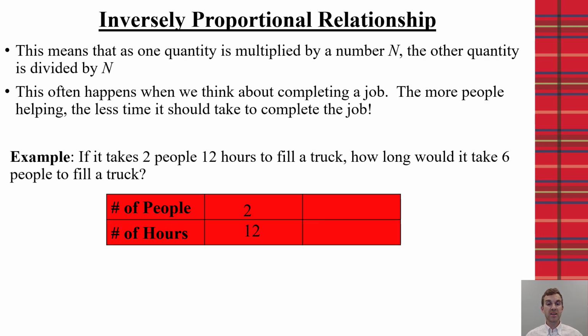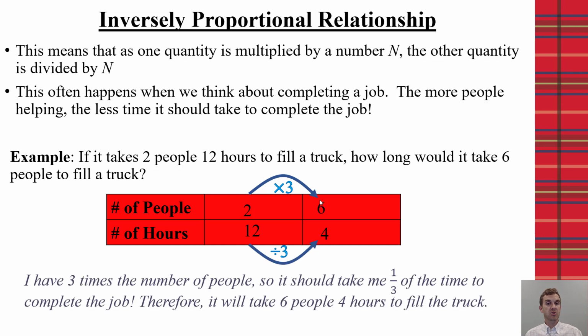Originally, I have 2 people taking 12 hours. But now I'm going to increase that to 6 people. And I say, well, what's that relationship from 2 to 6 as a multiple? I'm multiplying by 3 here. Since this is inversely related because it should take me less time to complete this job, I'll divide by 3. So that will give me 4 hours. So the point is that since I have 3 times as many people working, it will take me a third of the same amount of time. Thus, 6 people should be able to complete that same job in 4 hours.